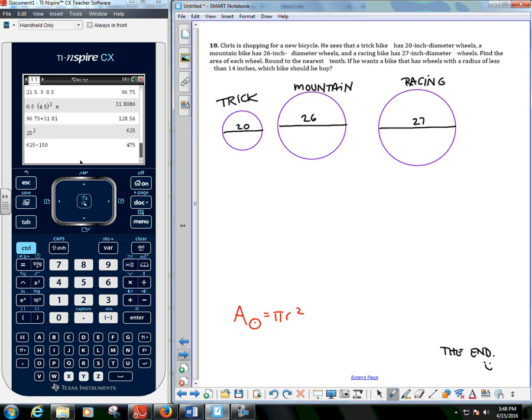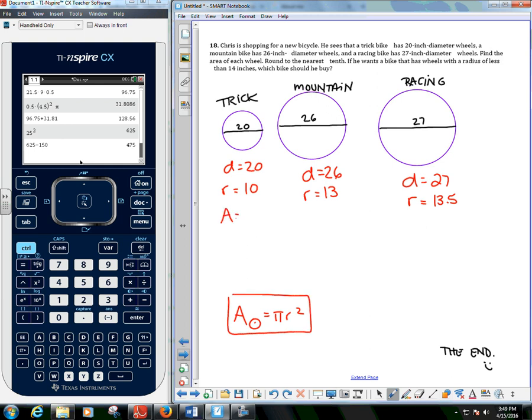Well, I know my diameter. My diameter is 20, which means my radius is half of that, which is 10. My diameter is 26, which means my radius is half of that, which is 13. My diameter for this one is 27, which means half of that is the radius at 13.5. So I'm going to continue to use that for my area. My area is pi times 10 squared. 10 squared is 100, so this is 100 pi.